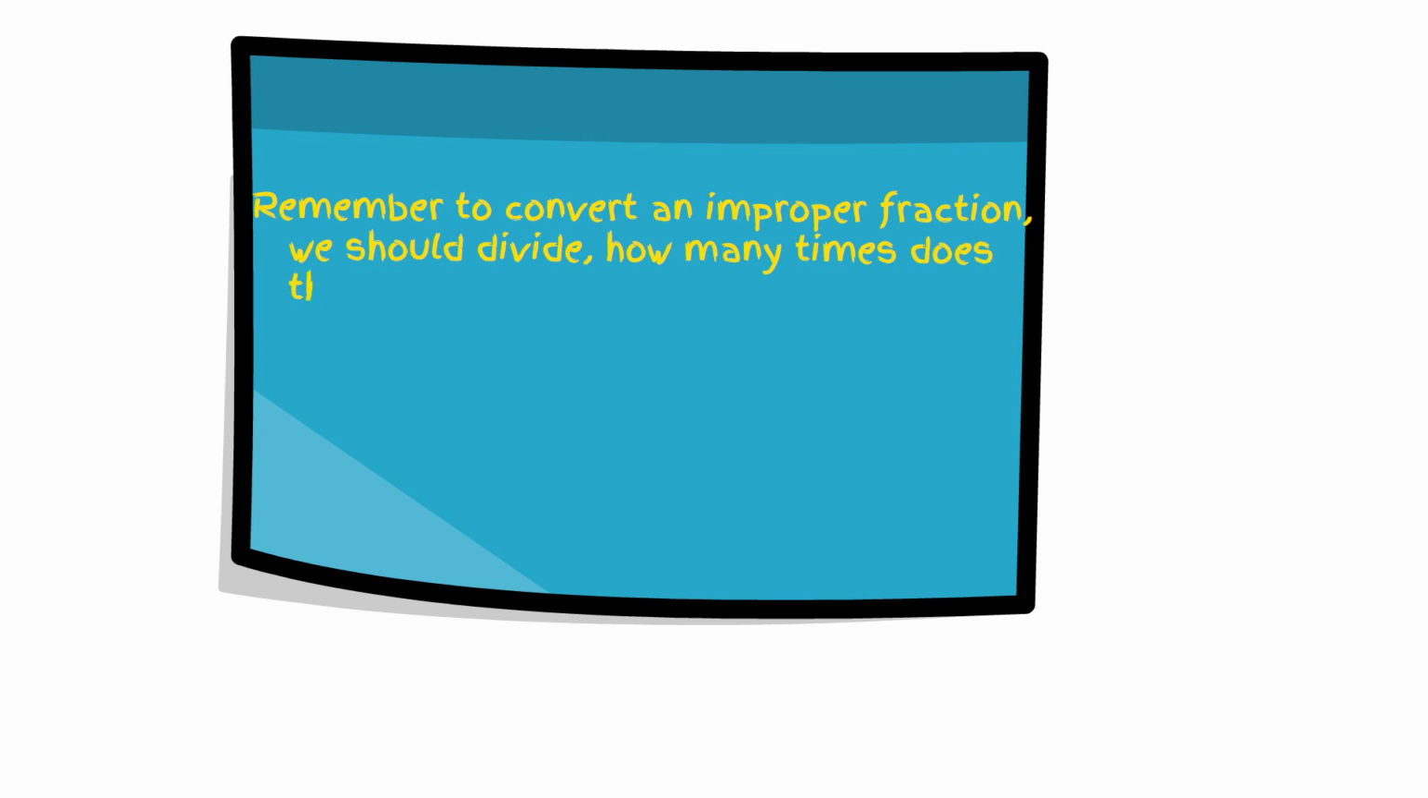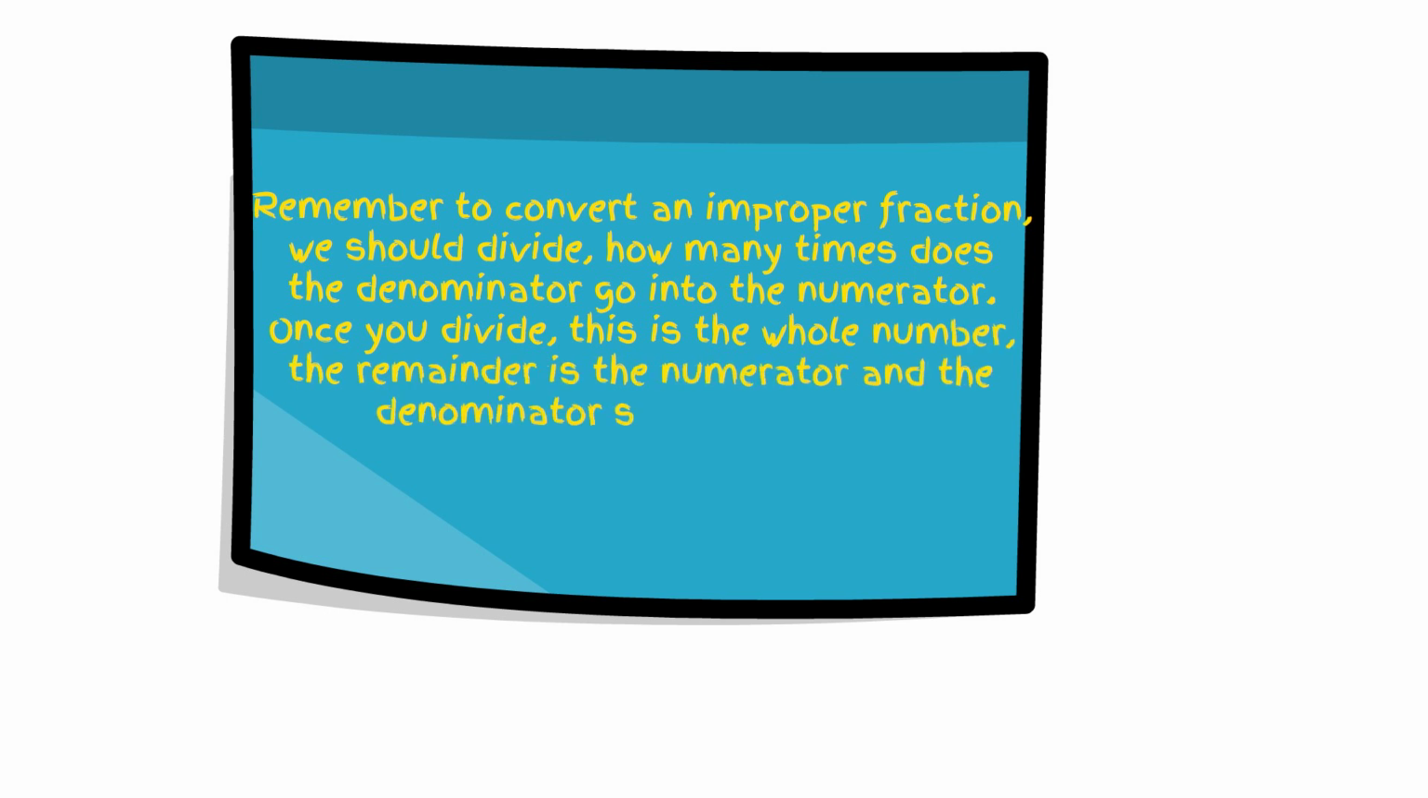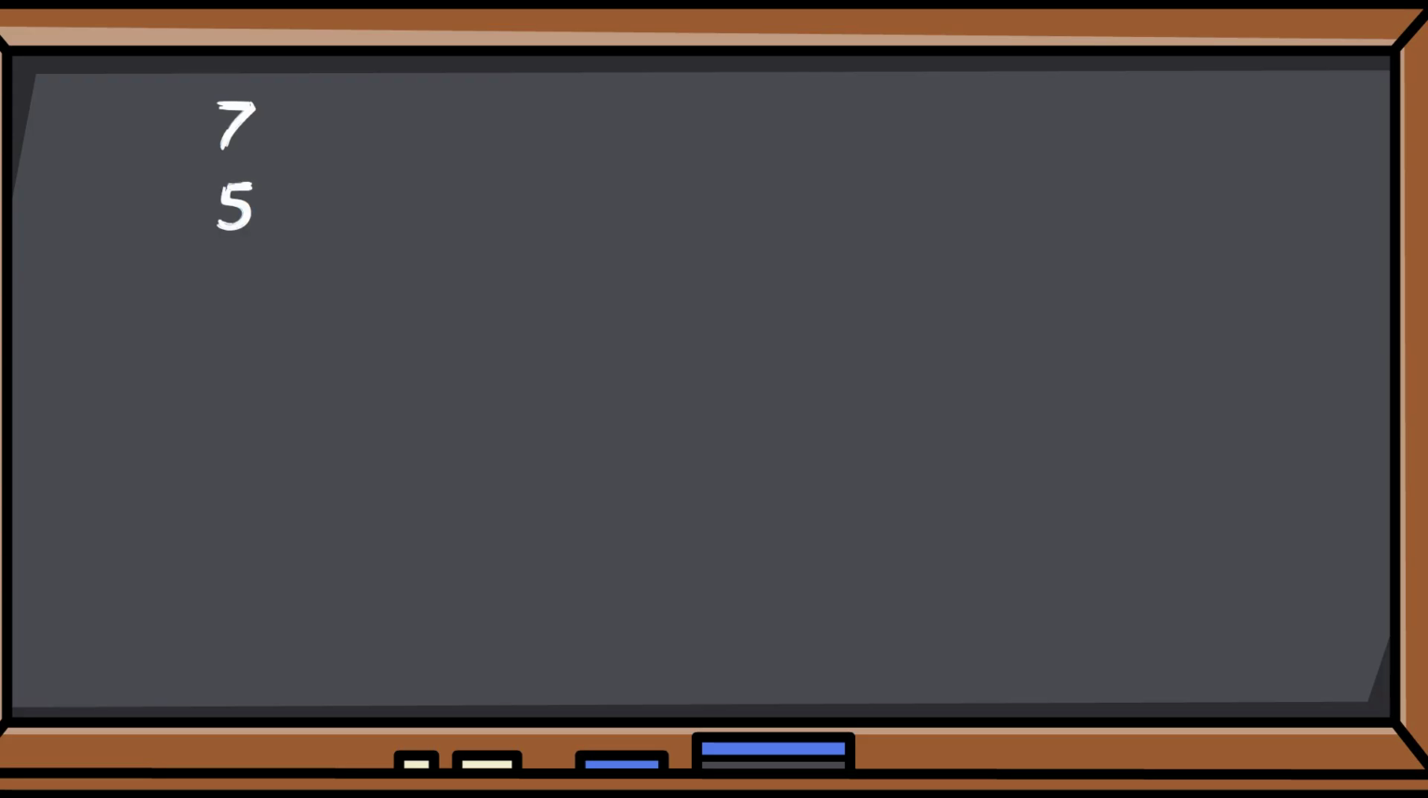Try to convert the improper fraction to a mixed number. Remember, to convert an improper fraction, we should divide. How many times does the denominator go into the numerator? Once you divide, this is the whole number. The remainder is the numerator and the denominator stays the same. So let's try with a few examples.